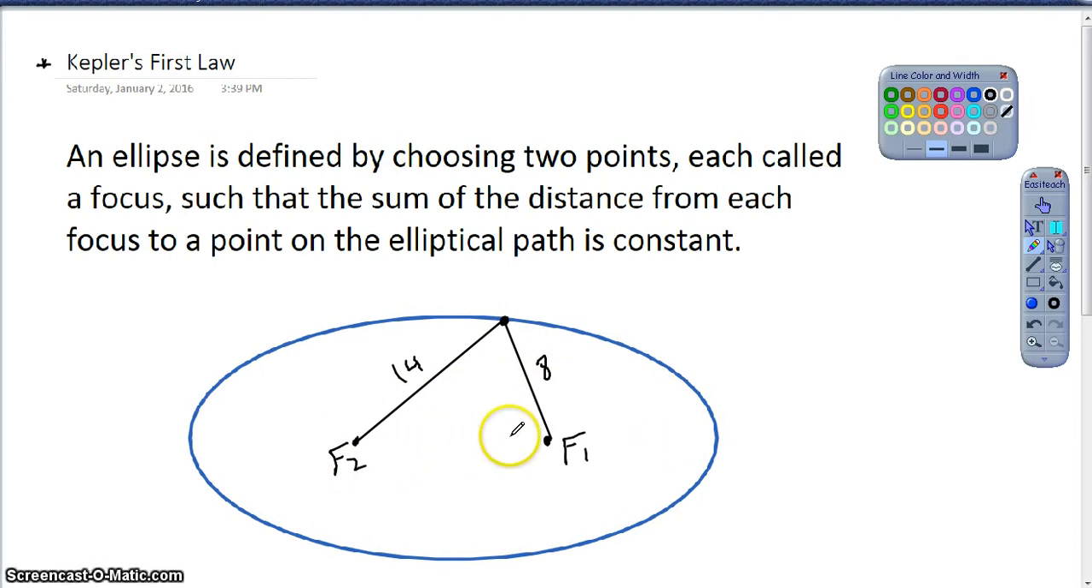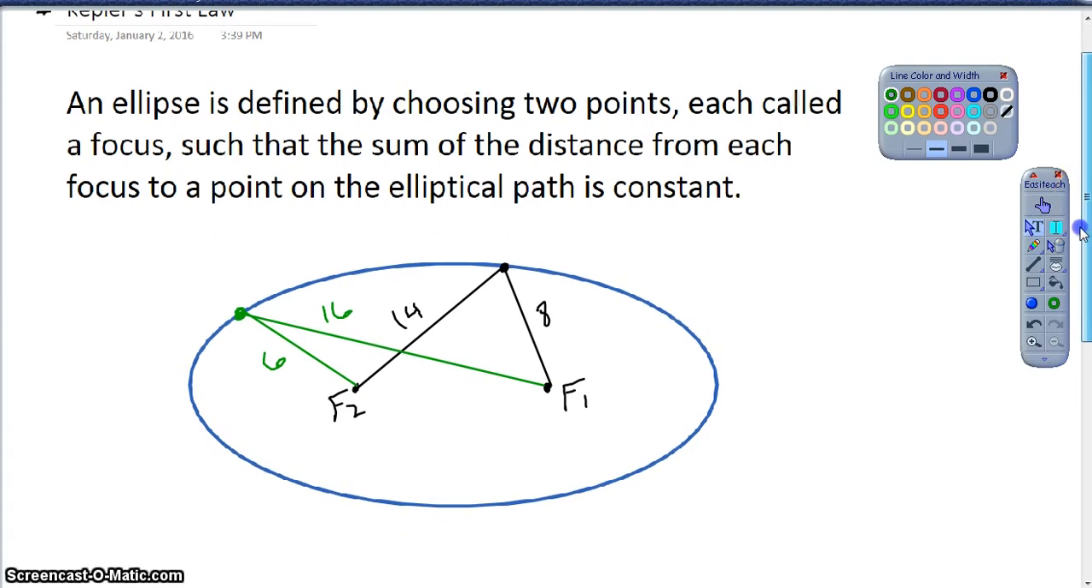What I mean by that is, let's say we choose another point, maybe somewhere over here. The distance from here to here and the distance from here to here should also add up to 22. Maybe this was a 6 and a 16 or something like that, right? As long as the total adds up to 22, then these are the correct 2 foci for the ellipse.